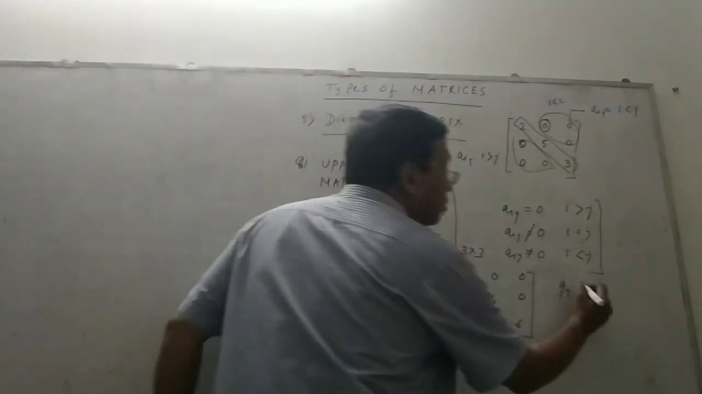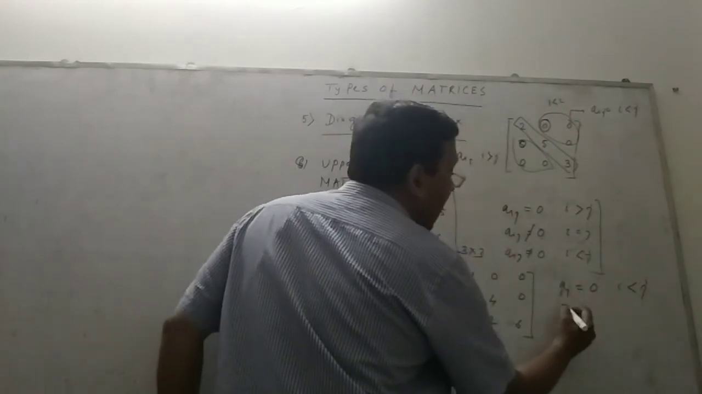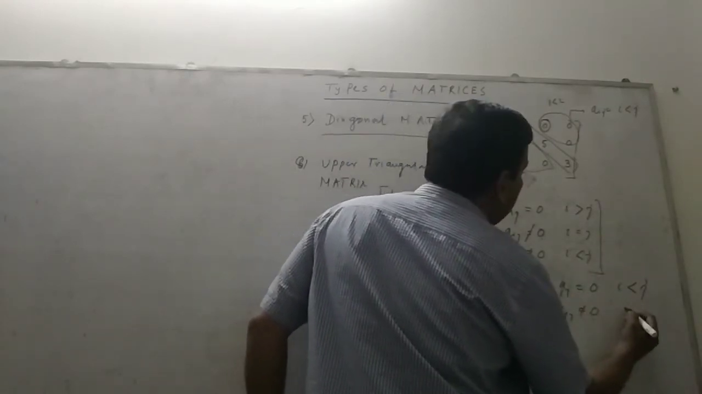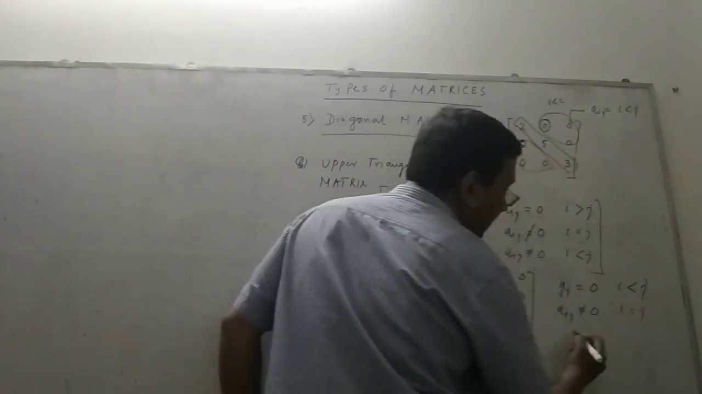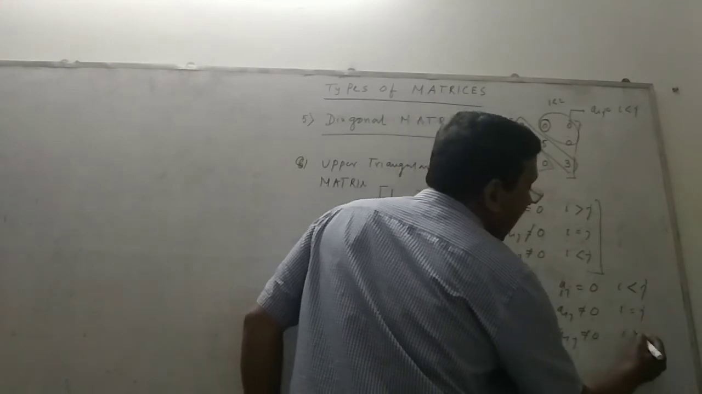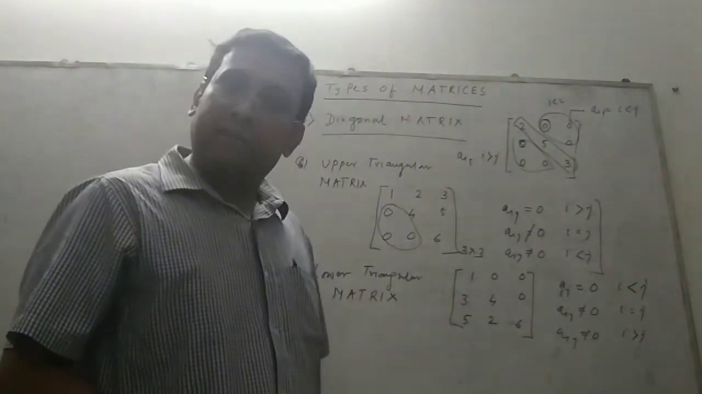So Aij should be equal to 0 if i is less than j. Aij is not equal to 0 if i is more than j. This is the definition of a lower triangular matrix.